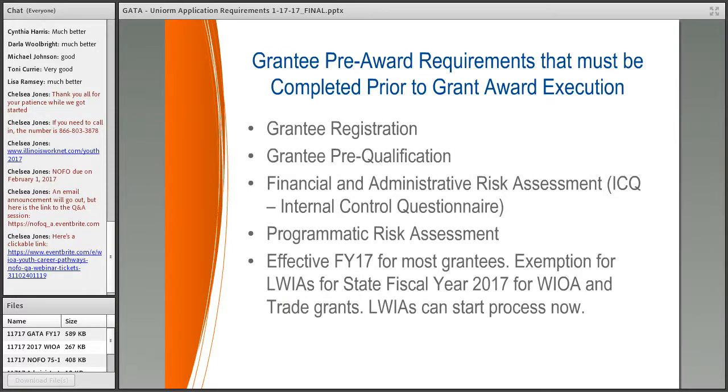The grantee pre-award requirements that must be completed prior to receiving a grant award include grantee registration, grantee pre-qualification, the financial risk assessment, otherwise known as the Internal Controls Questionnaire, the ICQ for short, the programmatic risk assessment, and all these pre-award requirements are effective for the current state fiscal year. There is an exemption in place for local workforce innovation areas for state fiscal year 2017 for WIOA and trade grants. However, if local areas have not yet started the process, we recommend that they start the process now.